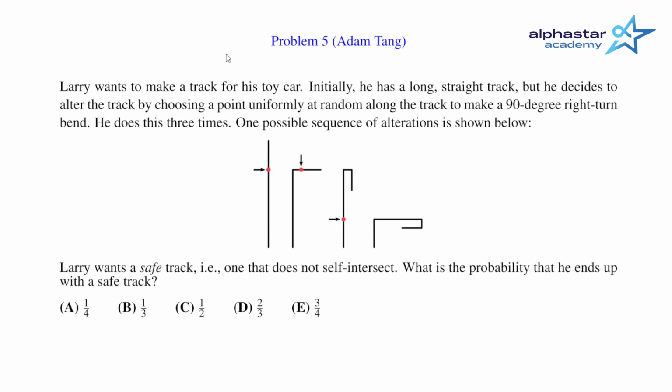He does this 3 times. One possible sequence of alterations is shown below. In this case, the right turn bends in question would be this one, and this one. As you can see, we would have 3 right turn bends starting from here. So Larry wants a safe track, in other words, one that does not self-intersect. What is the probability that he ends up with a safe track?